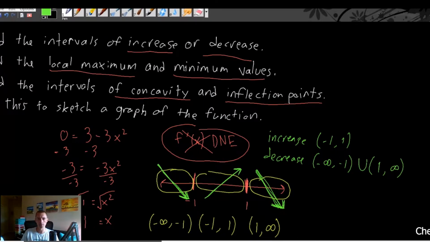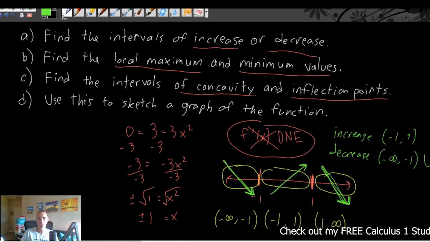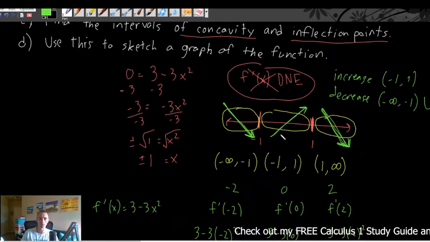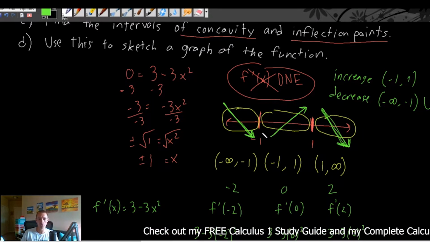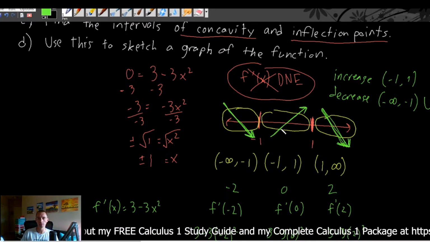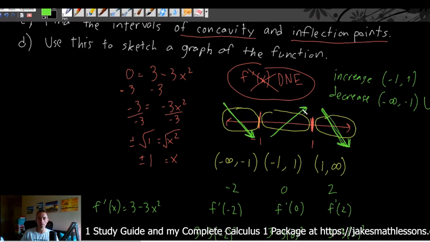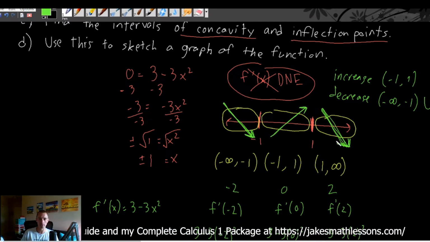Now, part B is going to quickly and pretty easily build off of part A. And the reason for that is, let's think about the general shape of our function at this point. We know it's decreasing from negative infinity to negative 1. It turns around and starts increasing when we get to negative 1. And it continues increasing until we get up to x equals positive 1. And then at that point, it turns around and goes back to decreasing.